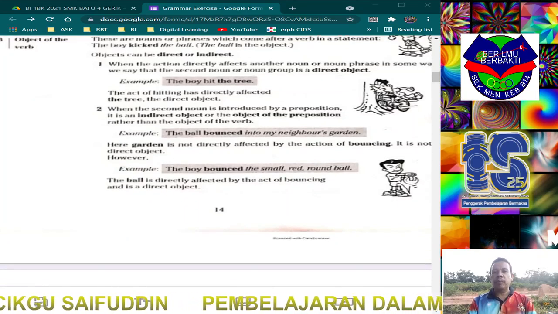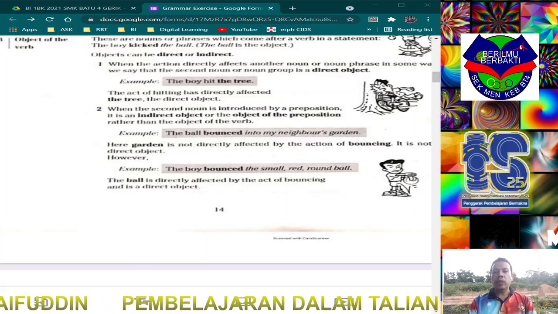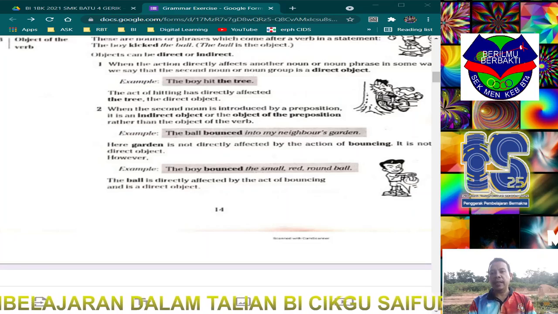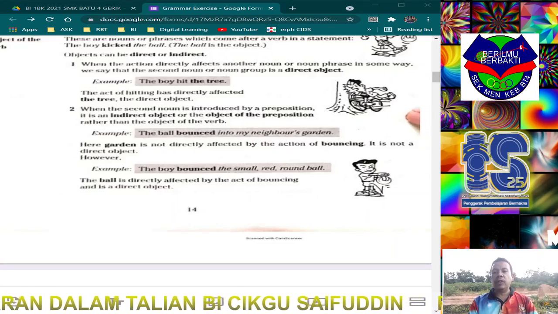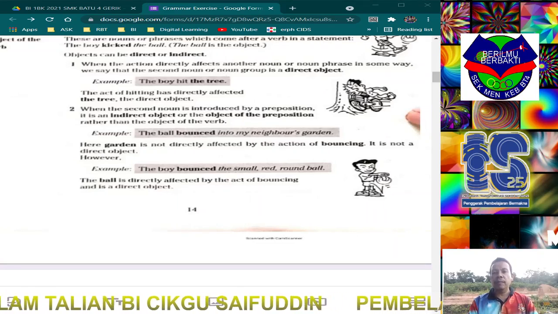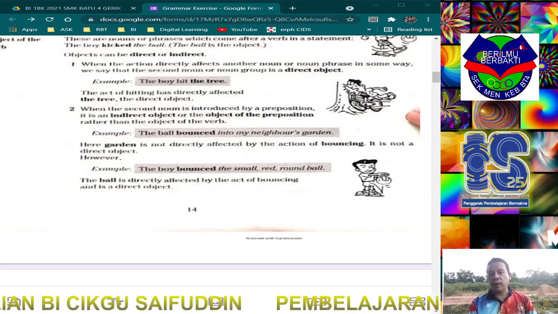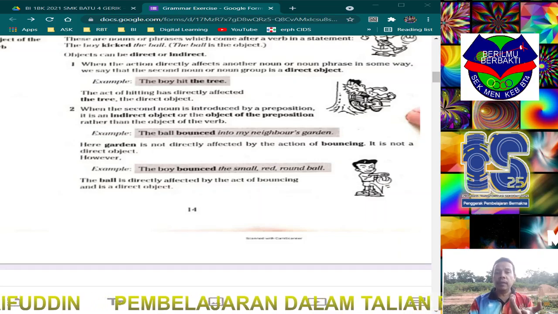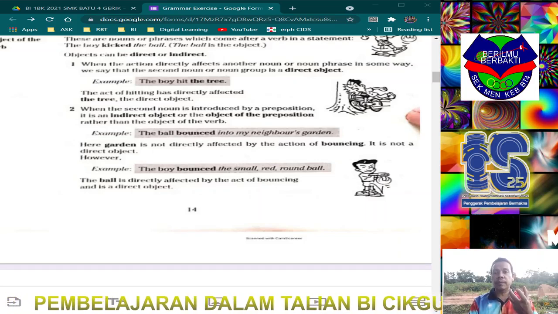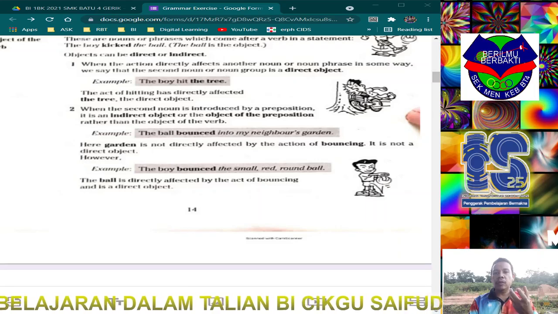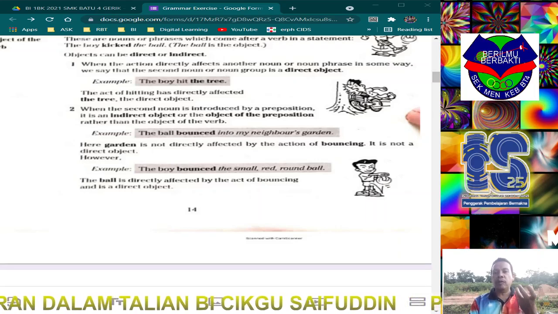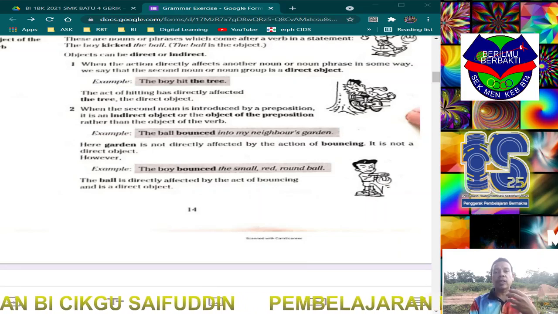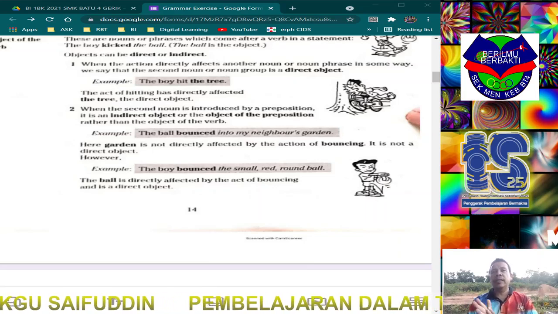When the second noun is introduced by a preposition, it is an indirect object, or the object of the preposition, rather than the object of the verb. The ball bounced into my neighbor's garden. Here, garden is not directly affected by the action of bouncing. It's not a direct object. The ball is the subject, bounced is the verb, into is the preposition. Garden is not directly affected by the action of bouncing, so in this case it is an indirect object. The ball bounced alone is already sufficient; into my neighbor's garden is the indirect object.